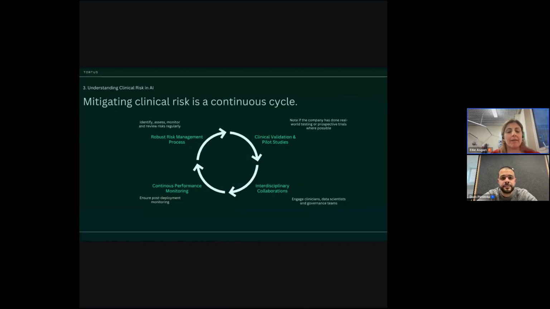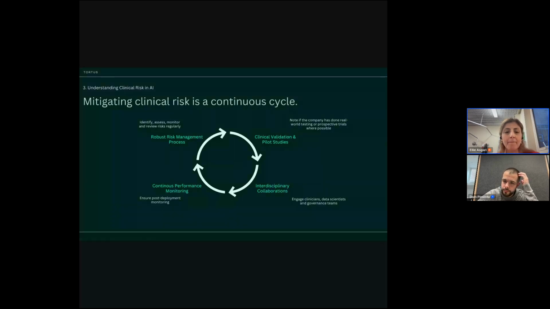So how do we mitigate clinical risk? I think it is a continuous cycle. Like any other medical device that we've been using, it's very important to identify, assess and monitor risk regularly, making sure that there is a robust risk management process and governance process in place. Make sure that we do clinical validation and pilot studies, checking if the company has done any real-world testing and if they needed to do any clinical trials, depending on the device.